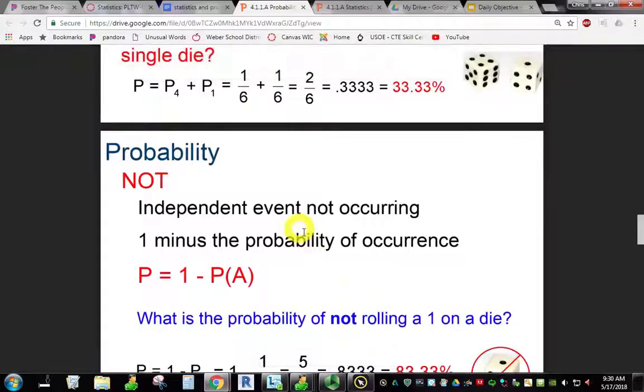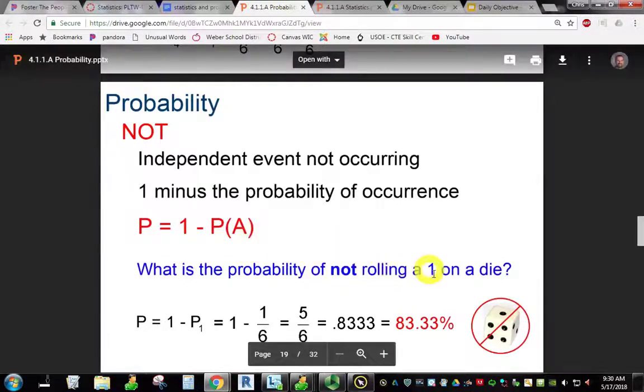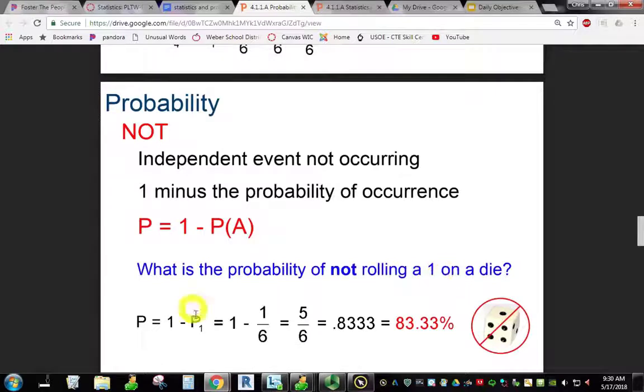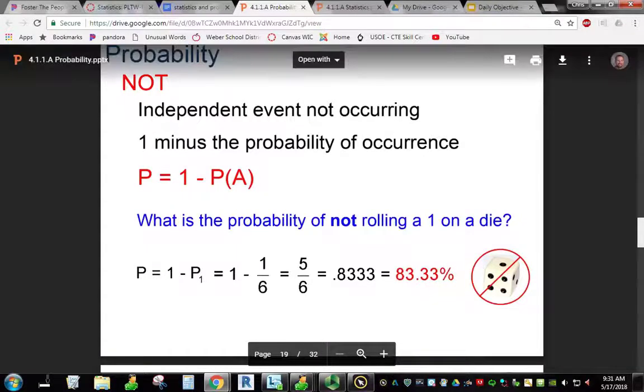Okay, what's the probability of an event not occurring? That's just 1 minus the probability. What's the probability of not rolling a 1? Well, it's just 1 minus the probability of rolling a 1, which is 5 over 6, or 83% of the time. Show your work on that not one. That's pretty straightforward. And then we're going to move on to cards.